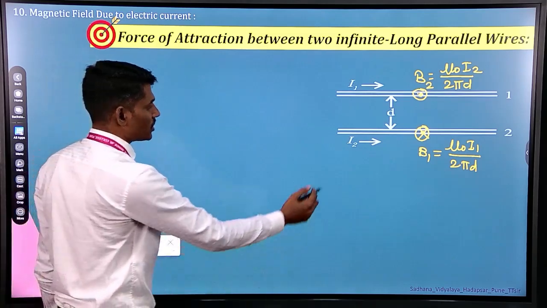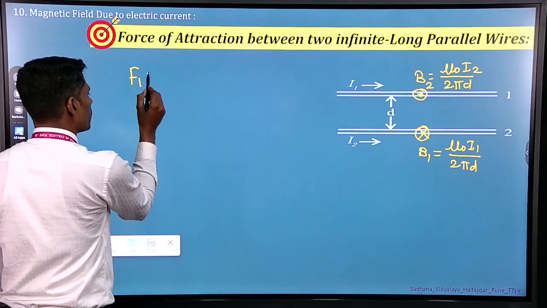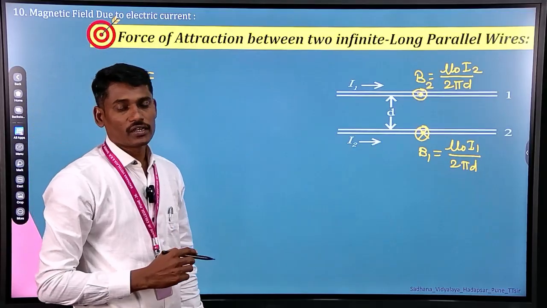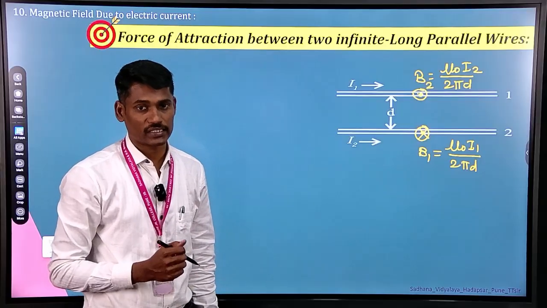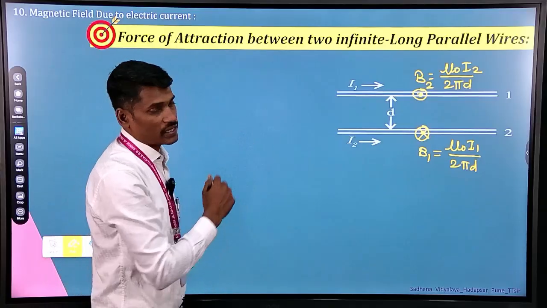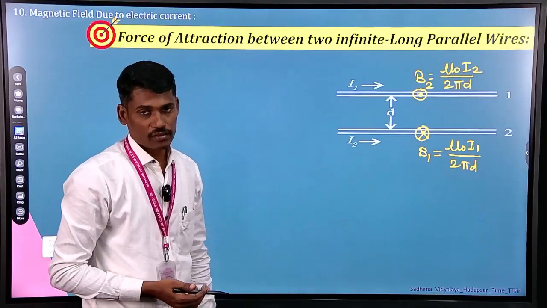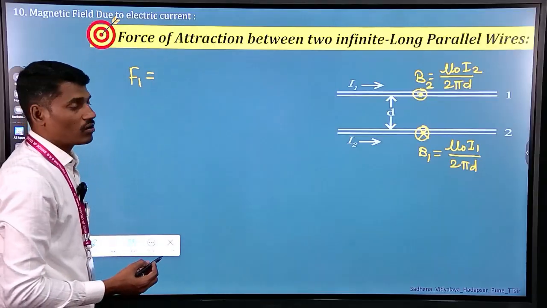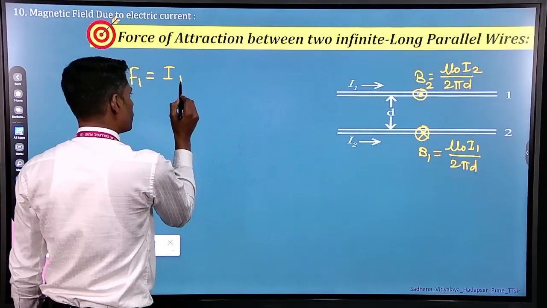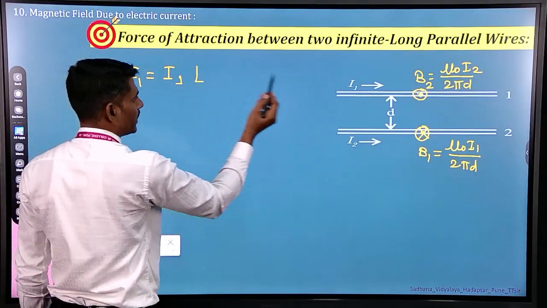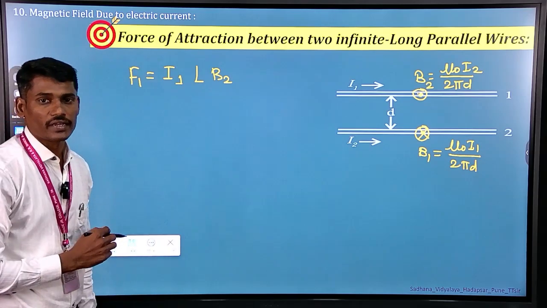Now here we consider the force acting on the conductor 1 is suppose F1. Now how much is this force F1? We know that the magnetic force F is equal to I L B sin theta. Here theta is the angle between the direction of the conductor and the direction of magnetic field. Here that angle is 90 degree. Therefore the force F1 on the first conductor becomes I1, length is suppose L and magnetic field is B2. So the force F1 is equal to I L B2.